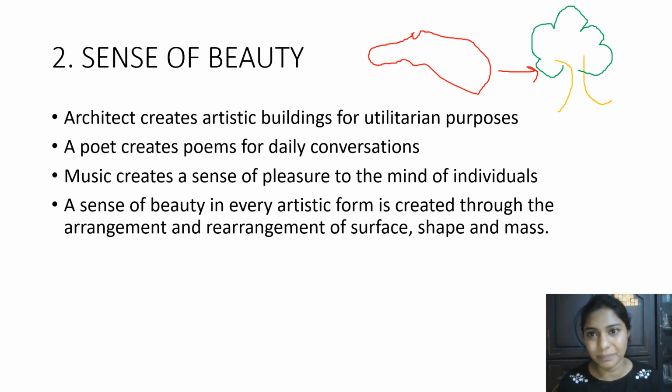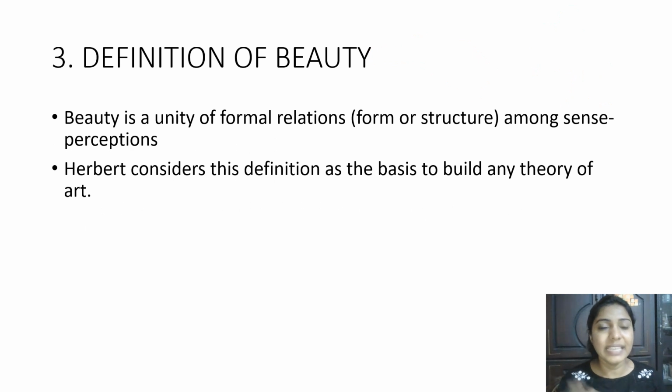So whatever shape or surface, whether it is a canvas or a paper, whatever surface or mass is given to an artist, what do they do? They shape it, or arrange and rearrange it, and they give the artwork a form or a structure. And that is how it creates a sense of beauty. So in the second paragraph, he talks about the sense of beauty. Then in the third paragraph, he defines beauty.